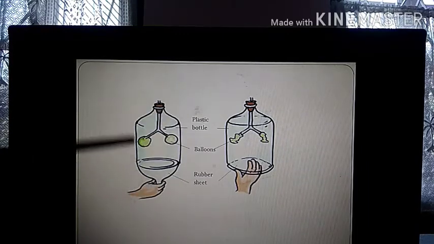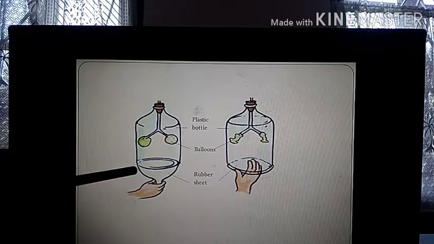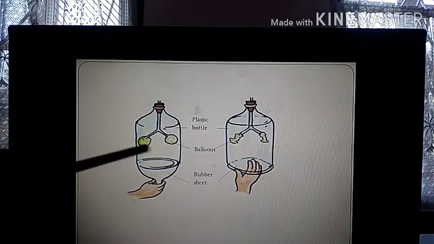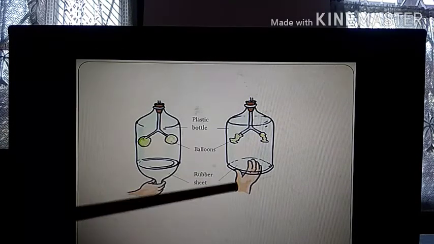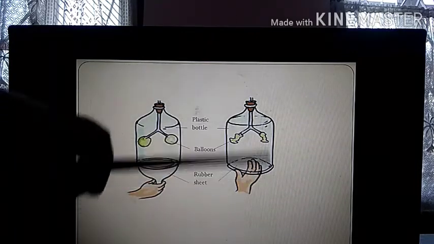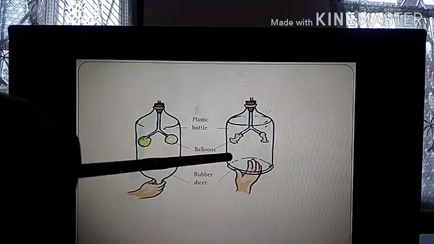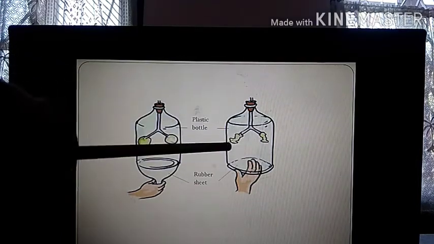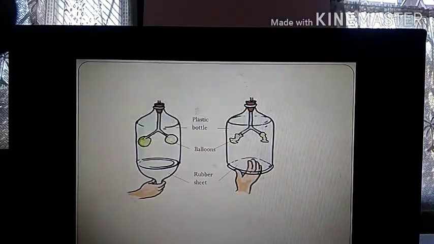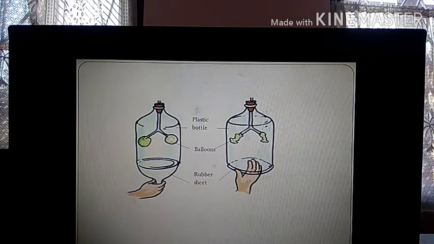When the space in the bottle is going to increase, air is going to come inside the bottle and the balloons will inflate. But when you push up the rubber sheet, the space in the bottle decreases. So when the space decreases, automatically a pressure is exerted and air will come out of the balloons and the balloons will get deflated. Okay, am I clear? So this activity represents whatever is going on inside of our body.